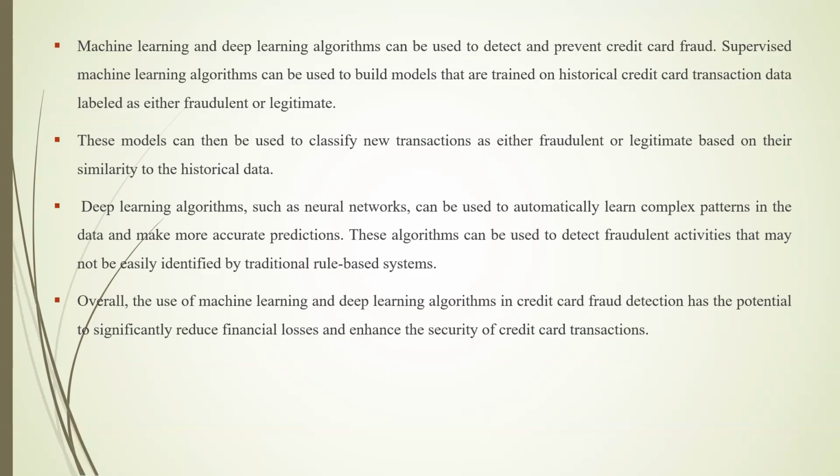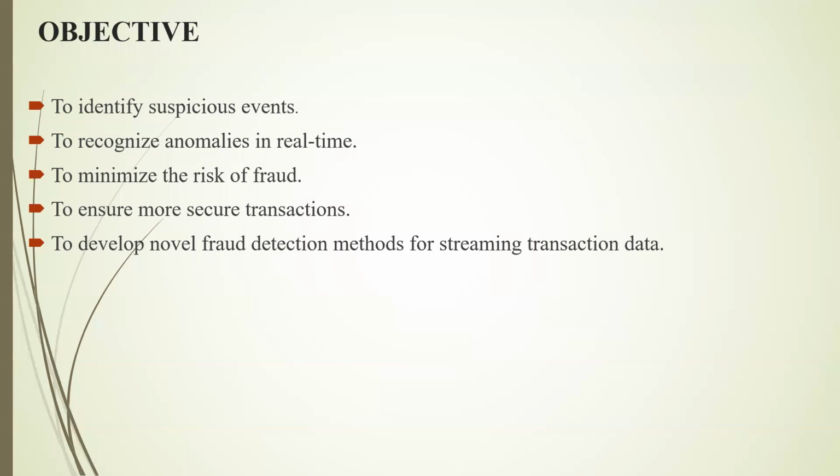Now let's move on to deep learning. Deep learning algorithms such as neural networks can be used to automatically learn complex patterns in the data and make more accurate predictions. So overall, the use of machine learning and deep learning algorithms in credit card fraud detection has the potential to significantly reduce financial losses and enhance the security of credit card transactions. The objectives of our seminar are to identify suspicious events, to recognize anomalies in real time, to minimize the risk of fraud, to ensure more secure transactions, and to develop novel fraud detection methods for streaming transaction data.